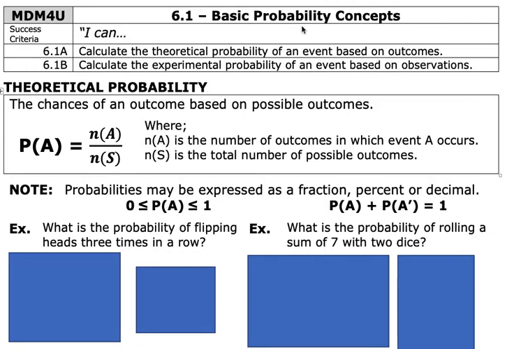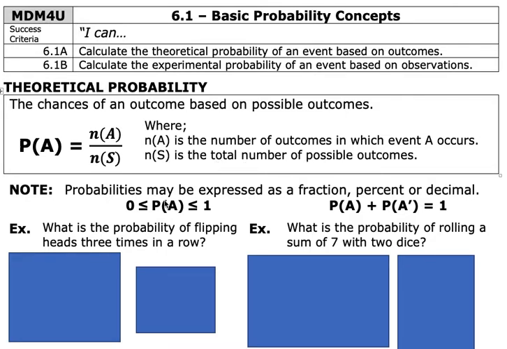6.1 Basic Probability Concepts. Theoretical probability is the chances of an outcome based on possible outcomes. So the probability of an event A is the number of ways in which event A can occur divided by the total number of ways any event can occur. In other words, NA is the number of outcomes in which event A occurs, and NS is the total number of possible outcomes.